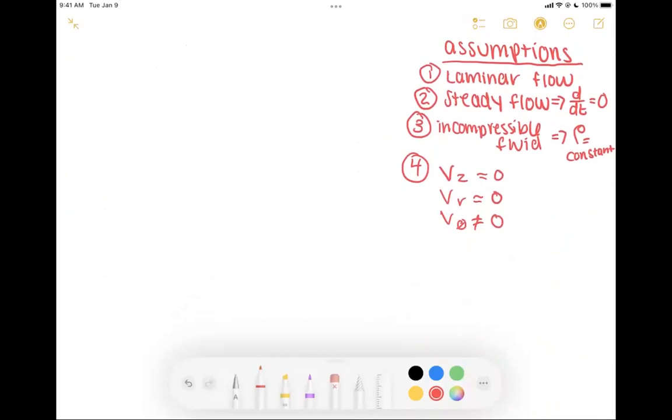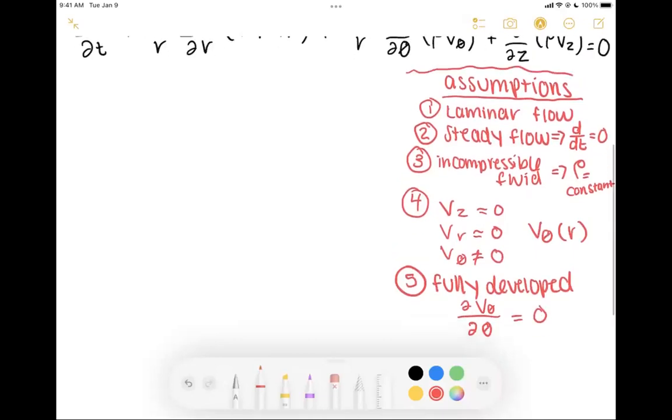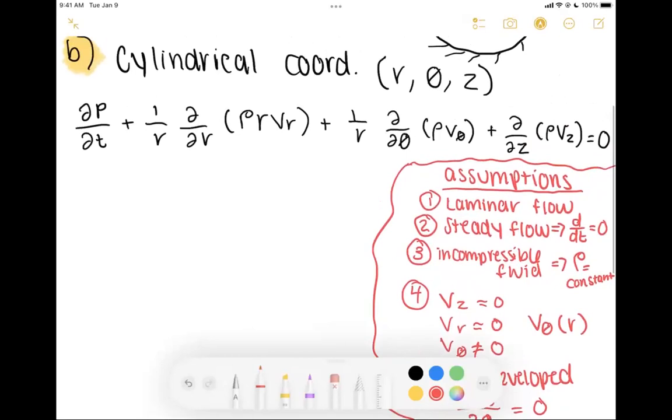And last but not least, we assume that it is fully developed. Unless it says otherwise, you usually assume that it's fully developed. In that case, that means that the partial derivative of V theta over d theta, I promise, is equal to 0. So now with these assumptions, we can determine what to do with the cylindrical coordinate.